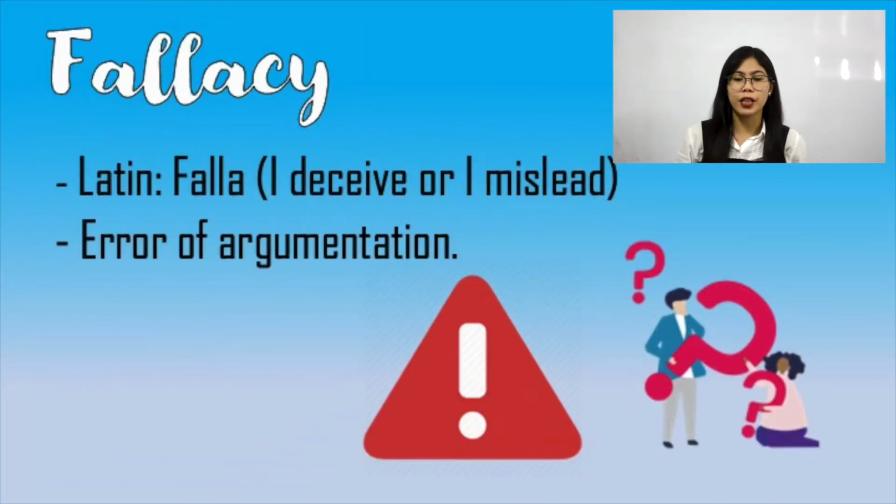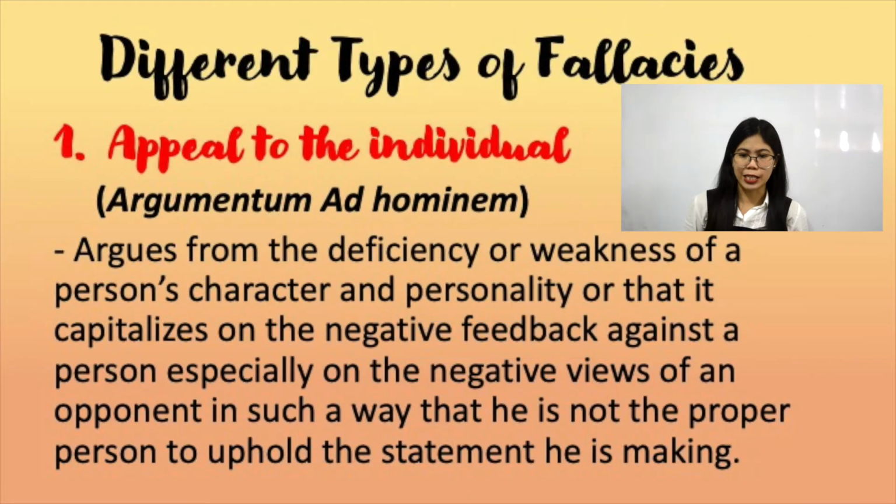Fallacy comes from the Latin idea fallia, which means I deceive or I mislead. A fallacy means an error of argumentation. In other words, error in reasoning or judgment. Fallacies may sound convincing and can be very persuasive at times. So you have to be very careful in analyzing statements to determine truths. There are different types of fallacies.